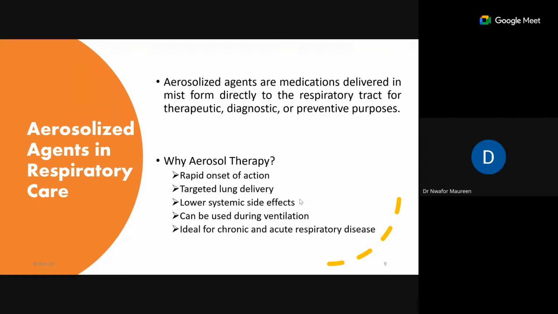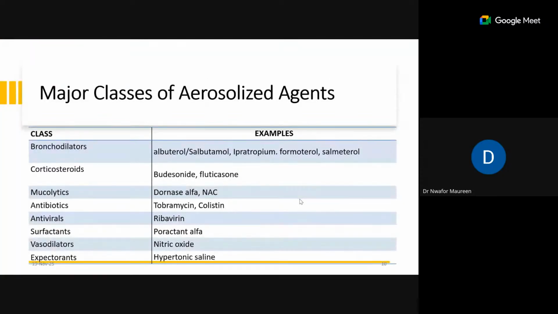Okay, unlike oral and some injectables, they will pass through first pass metabolism. This one goes straight to the systemic effect, where the effect is needed immediately and has a rapid onset of action. We have so many classes of these aerosolized agents.